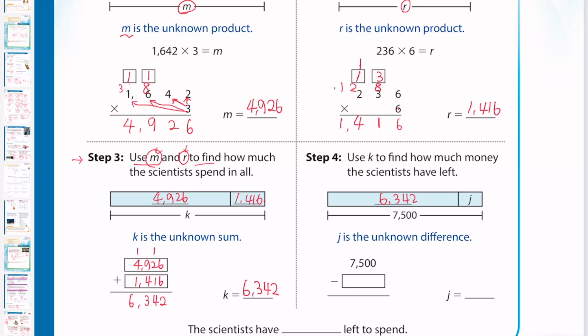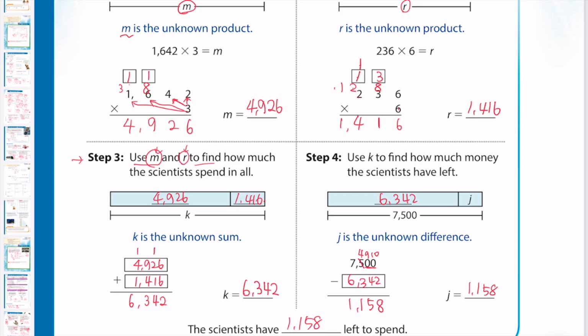Now, 6,342, we are going to find out the difference from 7,500 and 6,342. We have many zeros. I like this one because it's so easy. Just put 9 and 10, right? And 10 take away 2 is what? 8. 9 take away 4 is 5. 4 take away 3 is 1. And 7 take away 6, 1. Oh, you don't need to regroup. Okay, the scientists have what? 1,158 left to spend.